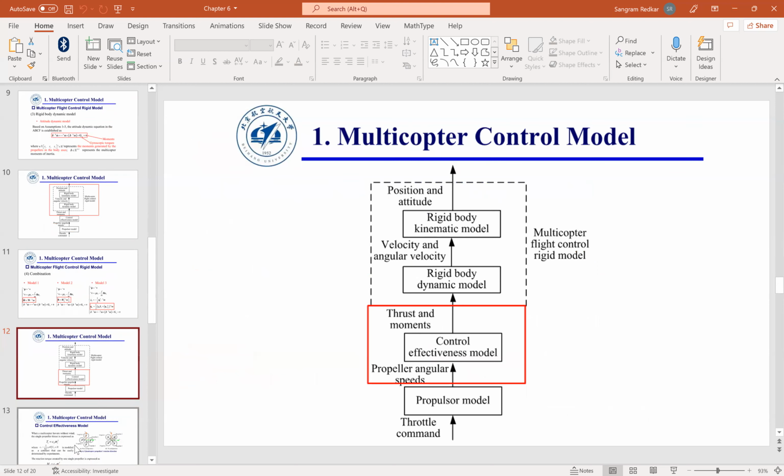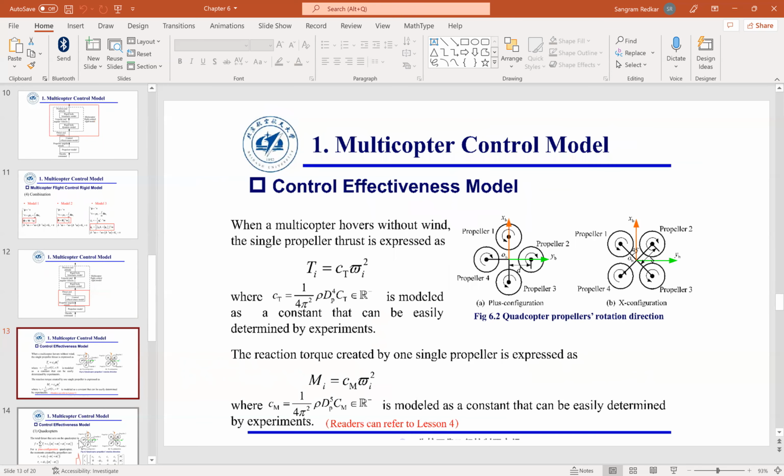Now, next part is how do you control? This is where it changes from aircraft to aircraft. For example, for a quadcopter in plus configuration and a quadcopter in X configuration, the controller model would be different. If you have a helicopter or if you have a quadcopter, the controller model is different. So the control effectiveness model is different depending upon the airframe that you are using, depending upon the configuration that you are using. Since we are talking about quadcopters, here is the basic thing that we should know.